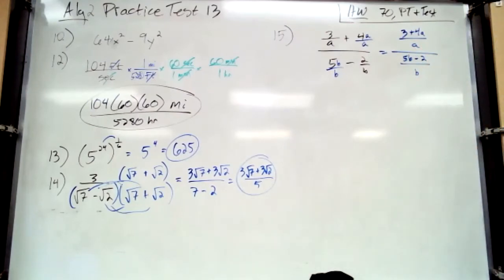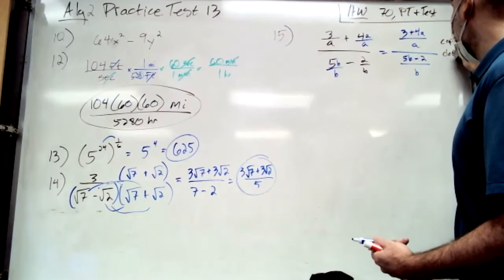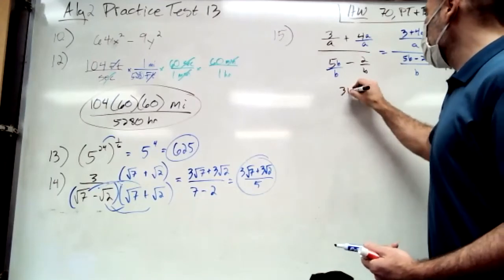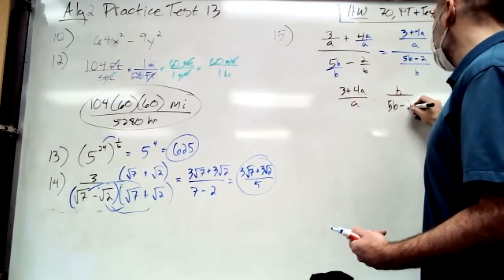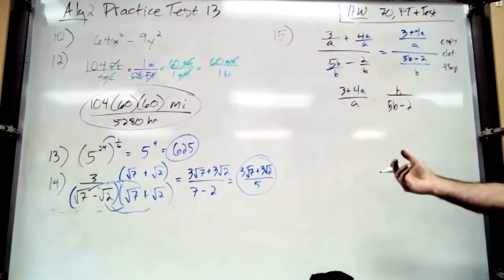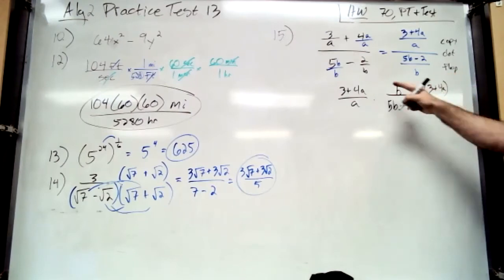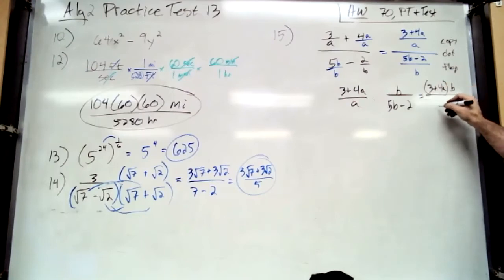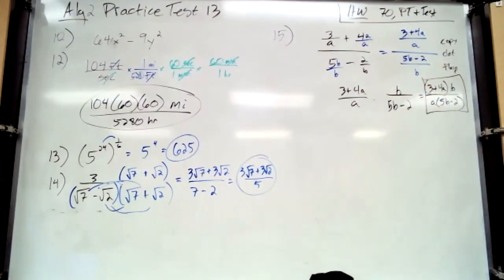So far, so good? This is a division problem. Copy dot flop. Copy dot flop. So 3 plus 4A over A dot B over 5B minus 2. Nothing cross cancels, so just squish them together. Don't forget parentheses around that binomial there, all over A over 5B minus 2. Call it good. You're done. You can multiply it out if you want, 3B plus 4AB over 5AB minus 2A, but you can leave it like that.